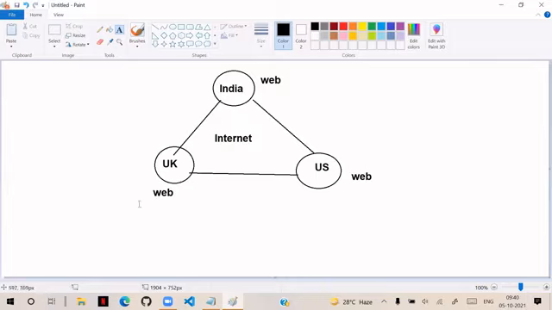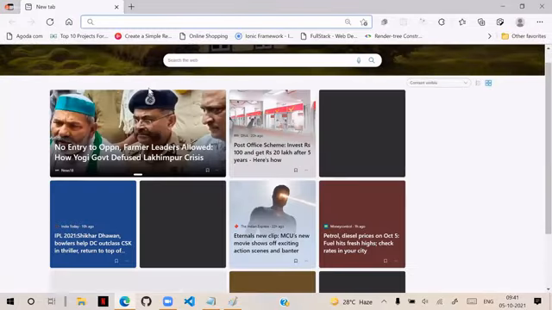For example, I will show you one simple example. Suppose I give here maps.